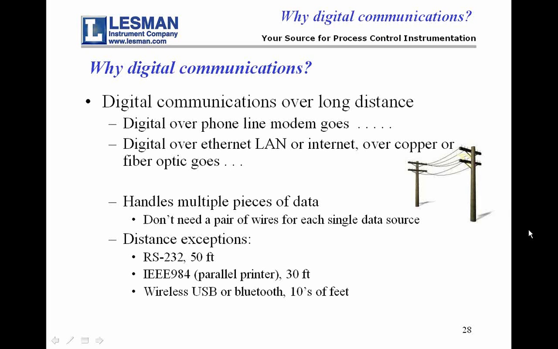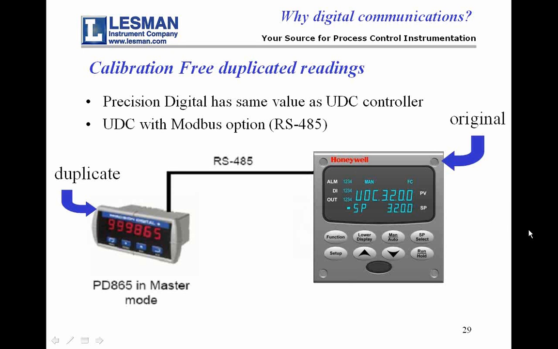Now, there are exceptions to this distance thing. Some layers, some hardware is just limited by nature to short distances. Like RS-232 is typically 50 feet. The parallel printer goes 30 feet. And if you go into wireless, USB, or Bluetooth, you're typically limited to tens of feet, 40 feet, 50 feet, 60 feet, something like that, for it to work.